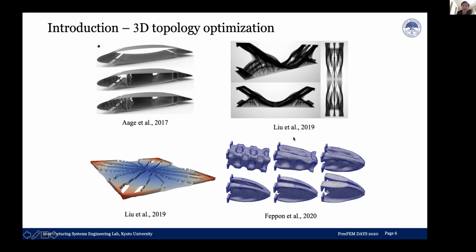And these pictures are cited from Dr. Feppon in his very recent work. He did very pioneering work to couple the body-fitted adaptive mesh technique in the level set method, and already reported several 3D designs last year in the FreeFEM days.